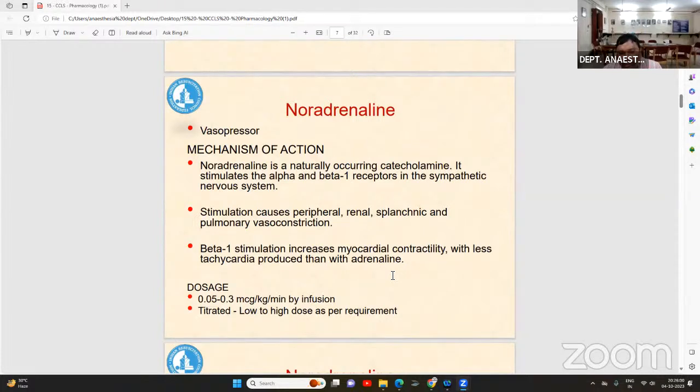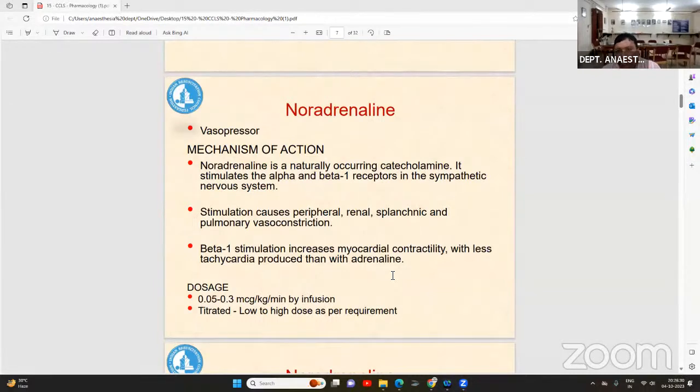It causes peripheral vasoconstriction. That is the basic advantage of noradrenaline. Because the alpha actions are more compared to adrenaline, it causes peripheral, renal, splanchnic, and pulmonary vasoconstriction. So whenever the patient has severe septic shock and comes to the casualty in an unresponsive state, when you are not feeling the peripheral pulses, this is the best drug. In septic shock and severe anaphylactic reactions, you can increase the peripheral vasculature and the systemic vascular resistance. In that situation, you can use noradrenaline.